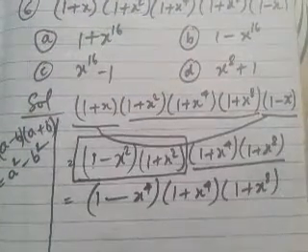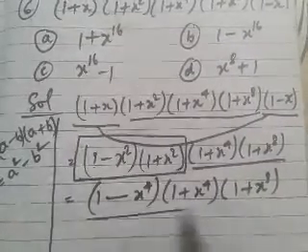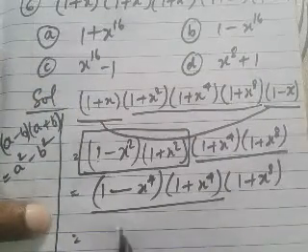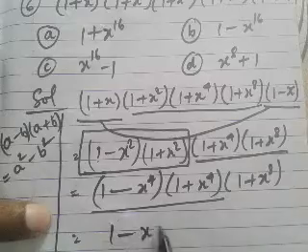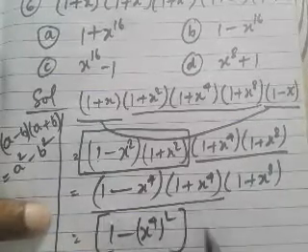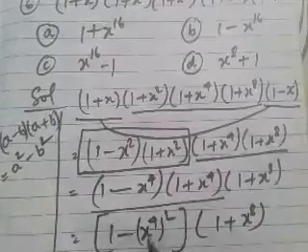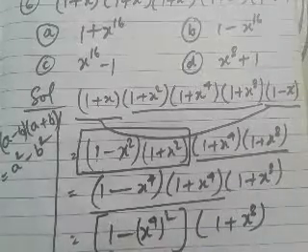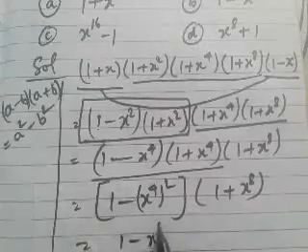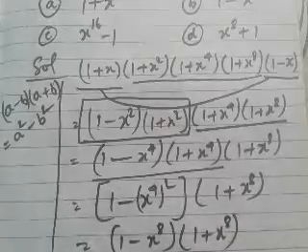Next, again by using this identity we can write these two terms as a minus b into a plus b, as 1 minus x to the power 4 of 2 into 1 plus x to the power 8. For x to the power 4 of 2 we can write 1 minus x to the power 8 into 1 plus x to the power 8 here.